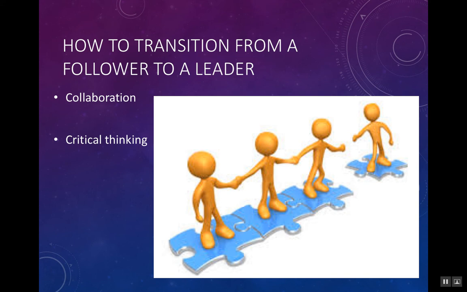Two additional attributes that are necessary to transition from a follower to leader include the ability to collaborate and having effective critical thinking skills. A strong follower has the ability to follow direction, share vision, and work with the leader as well as colleagues within the team. Critical thinking skills throughout the collaboration process makes the follower a valuable asset to every team. And the ability to collaborate with colleagues as well as the leader develops behavioral traits that can allow the follower to transition to a leader.